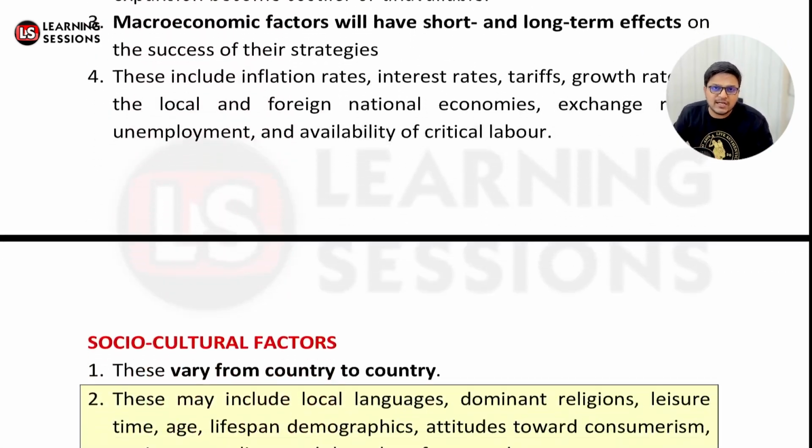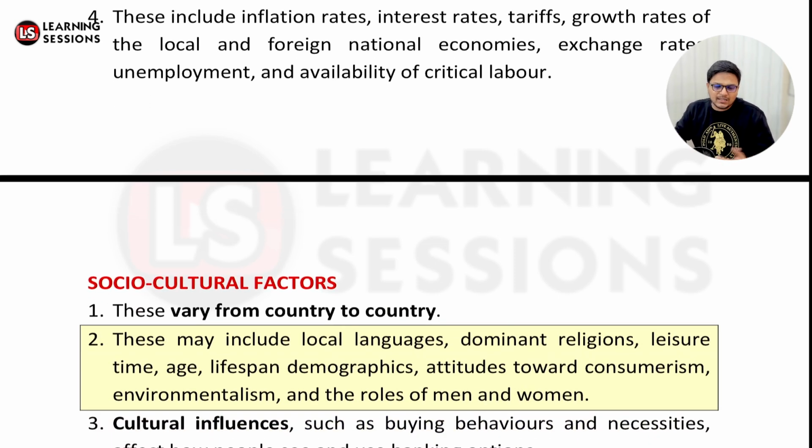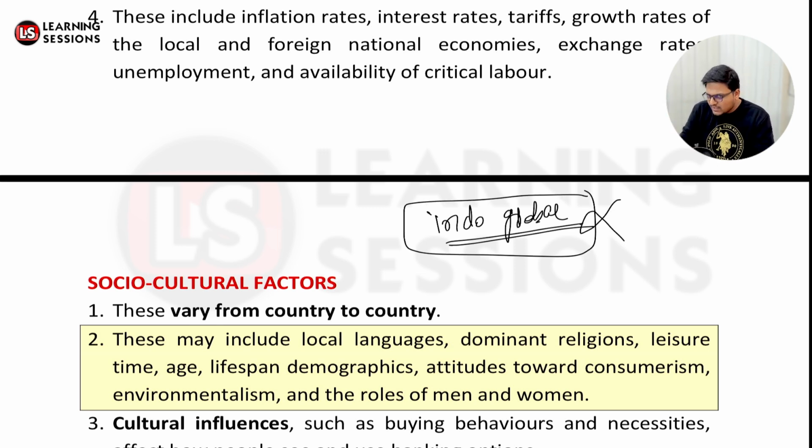And the third factor is socio-cultural factors. Socio-cultural factors vary from country to country because there are different languages, different religions, different age spans, demographics, attitudes, and further different consumer behaviors. Now when you're entering different markets, definitely the different cultures are going to impact you. Let's say there's a company named Indo Global. They entered the Indian market, and they have no idea about Indian festivals or Indian cultures. Definitely this company cannot do well.